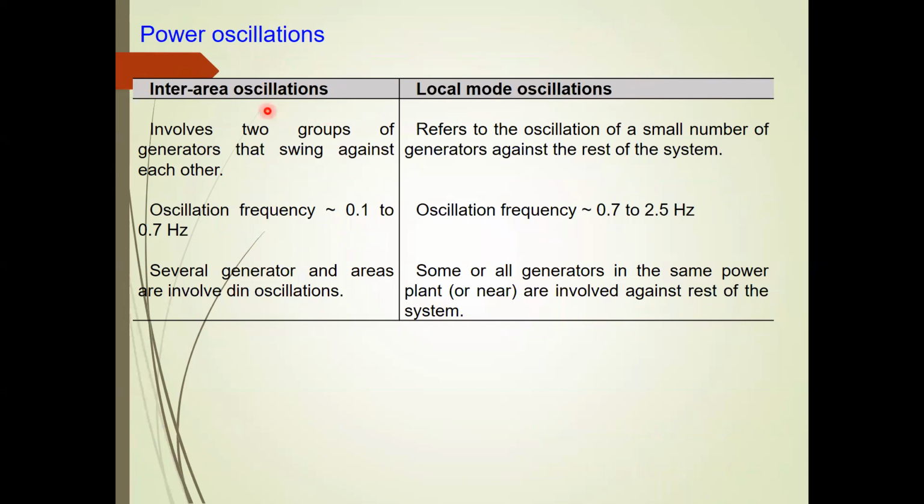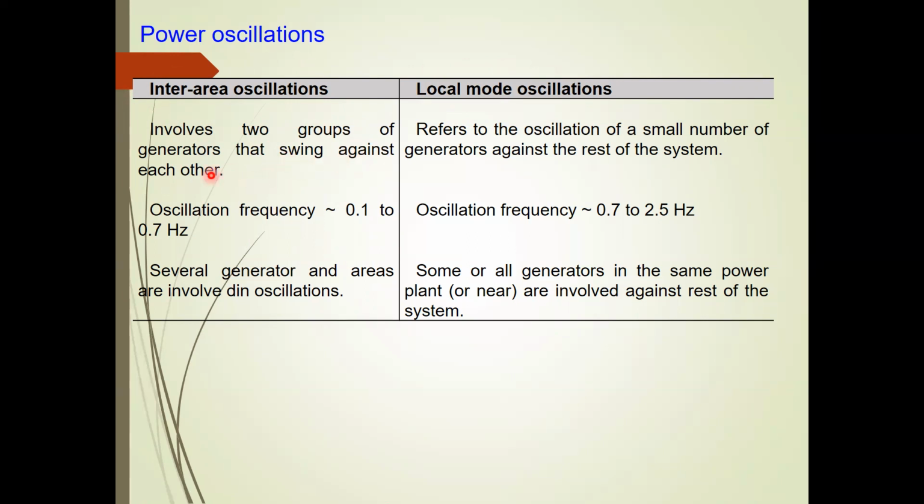But in general, in a broad sense, we have two forms of oscillations. One is the inter-area oscillations. Another one is the local mode of oscillations. Now, what are inter-area oscillations? In this case, we have two groups of generators which swing against each other. That means you have two groups of generators connected by a long line, and they are swinging against each other.